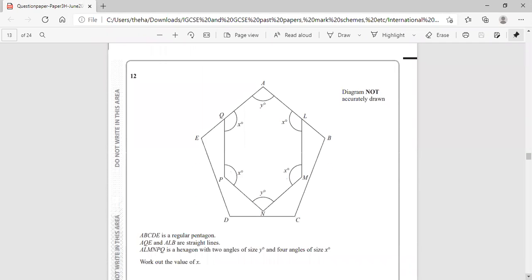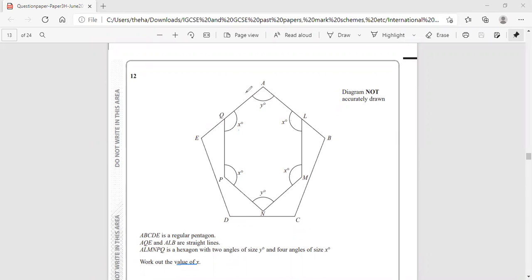So question 12. ABCDE is a regular pentagon. AQE and ALB are straight lines. ALMNPQ is a hexagon with 2 angles of size y and 4 angles of size x. Work out the value of x. The whole purpose of this question is to work out x. We've got x here, here, here, and here.